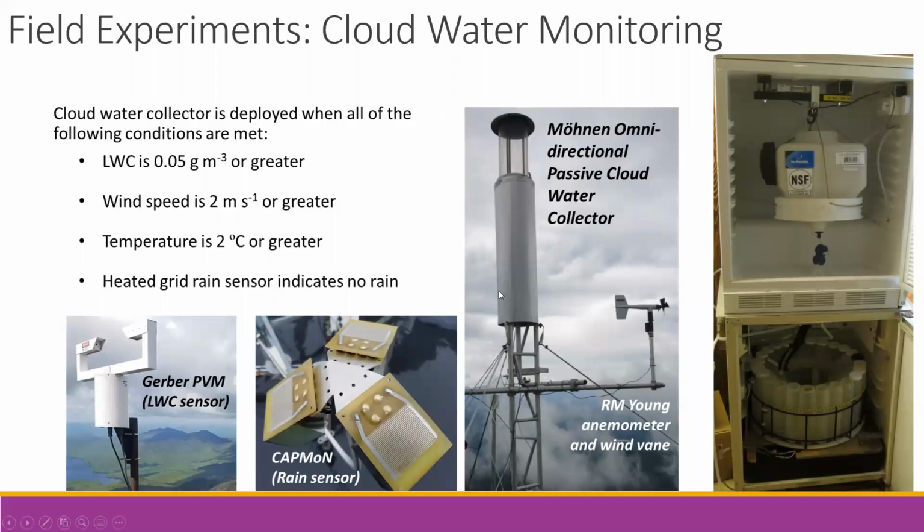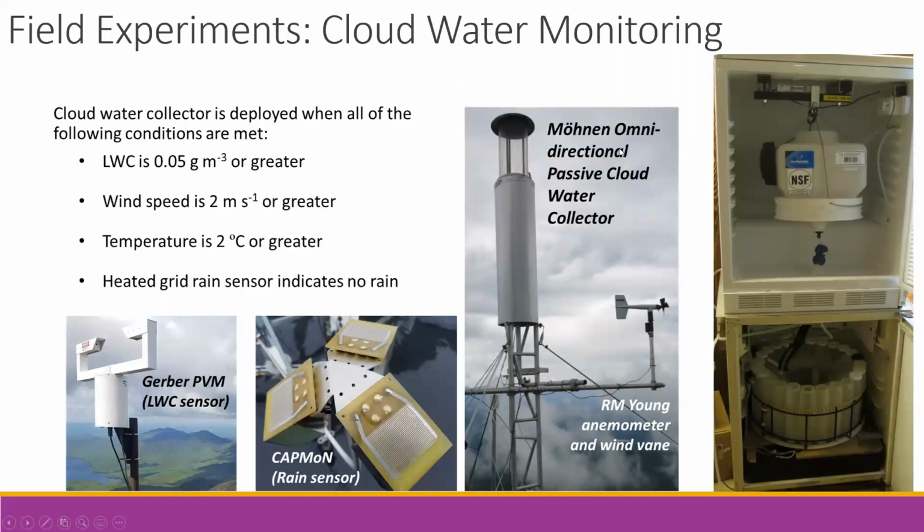Just a very brief overview of our cloud water collection system. We use an omnidirectional passive cloud water collector that deploys Teflon strings when four meteorological parameters are met. You have enough liquid water content and wind to push the cloud through the Teflon strings. Your temperature is greater than 2 degrees Celsius, so we don't damage the collector with ice. We also have a sensor to detect any rain, so we only look at non-precipitating clouds.